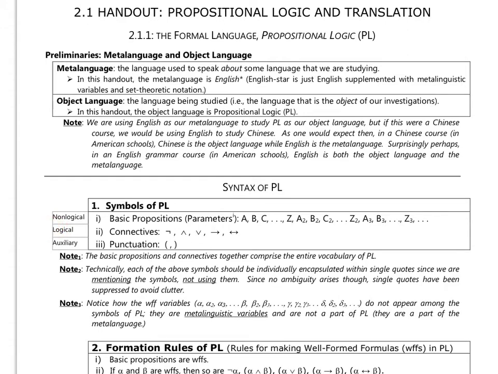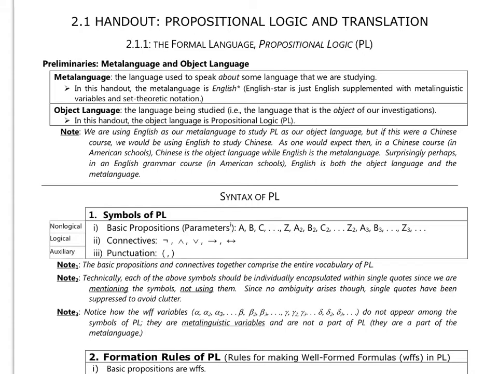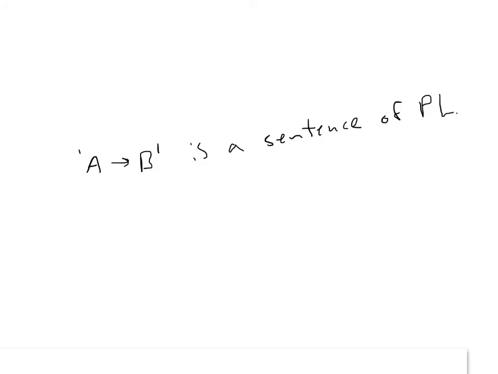things about them. In fact, this distinction between metalanguage and object language is very closely related to the use-mention distinction discussed in Week 1, Lecture 2. I think an example will help here. Here we have the sentence, the expression A arrow B is a sentence of PL. So this string of symbols, A followed by the arrow followed by the letter B, is a sentence of PL. What we have here is a case of mentioning.